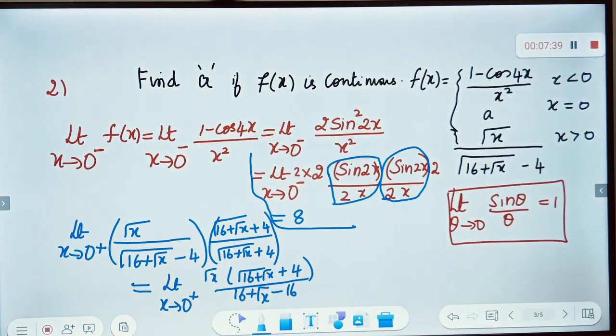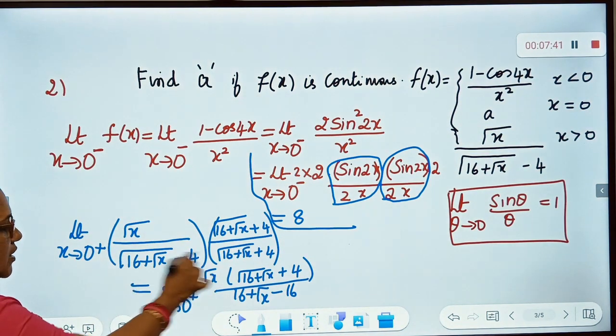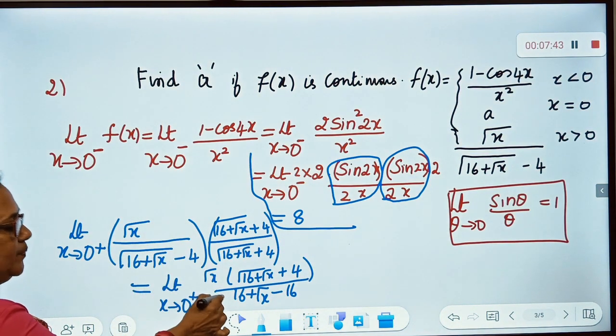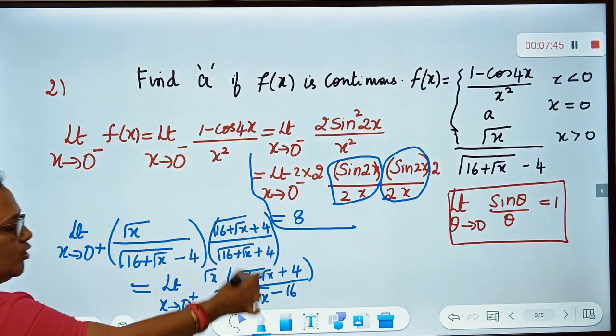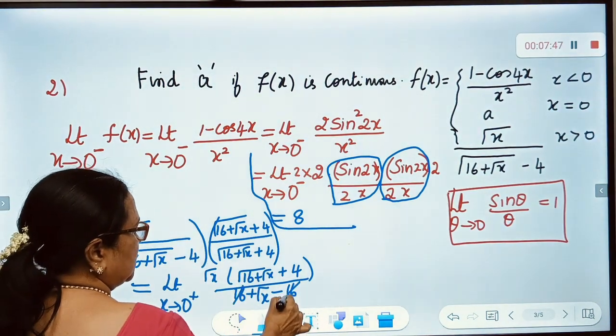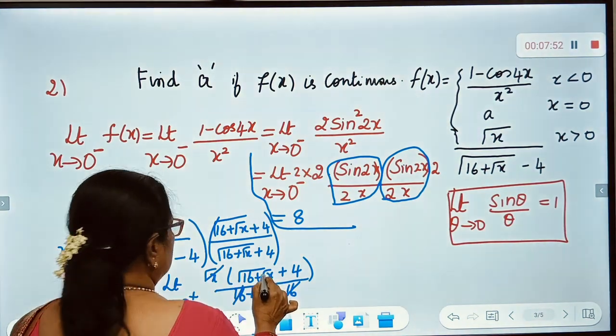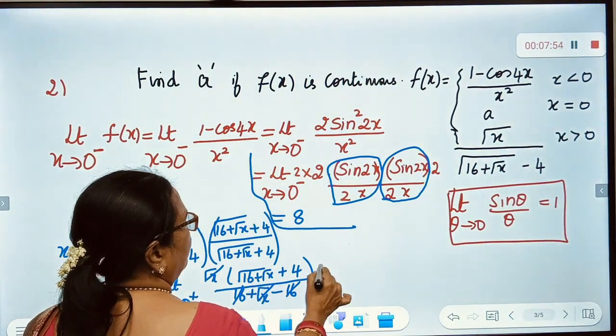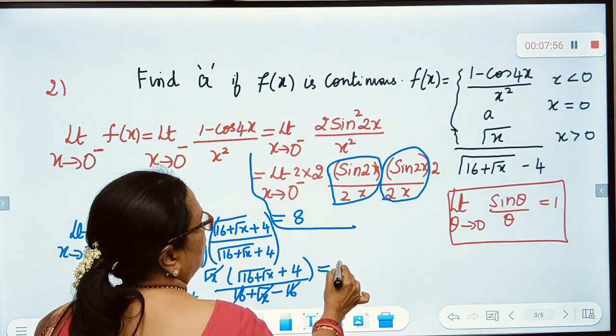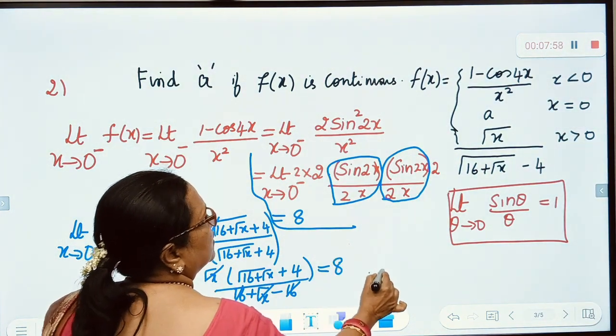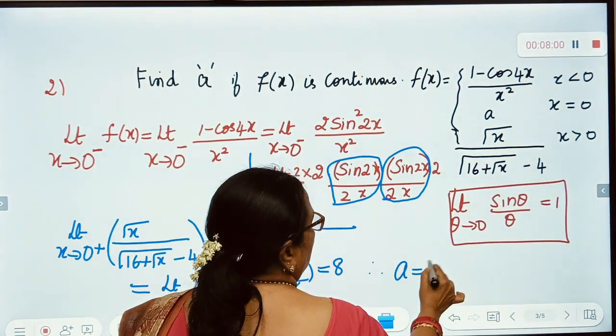16 plus root x, the whole root of 16 plus root x square will be 16 plus root x, minus 4 into 4 is 16. So 16 gets cancelled, root x gets cancelled. This becomes x becomes 0. So root of 16 is 4. So 4 plus 4 is 8. Therefore a equal to 8.